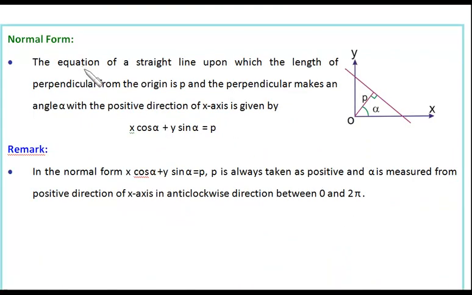Now next is the normal form of line. The equation of a straight line upon which the length of perpendicular from the origin is P, and the perpendicular makes an angle alpha with the positive direction of the x-axis, is given by: this is the line whose equation we have to find, the length of the perpendicular from the origin is P, and this perpendicular makes an angle alpha with the positive direction of the x-axis. The equation of this line is x cos alpha plus y sin alpha is equal to P.